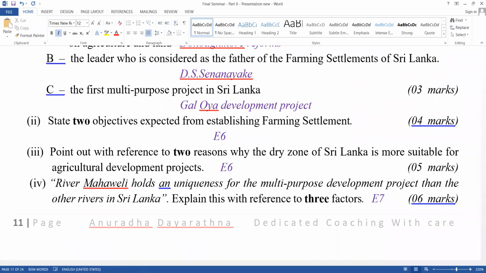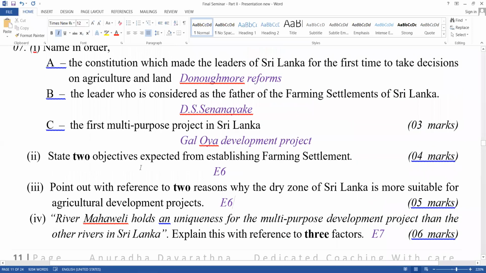And even the River Mahaweli holds a uniqueness for multi-purpose development projects compared to other rivers in Sri Lanka. Explain this with reference to three facts. E7. Mahaweli Development Project, E7.